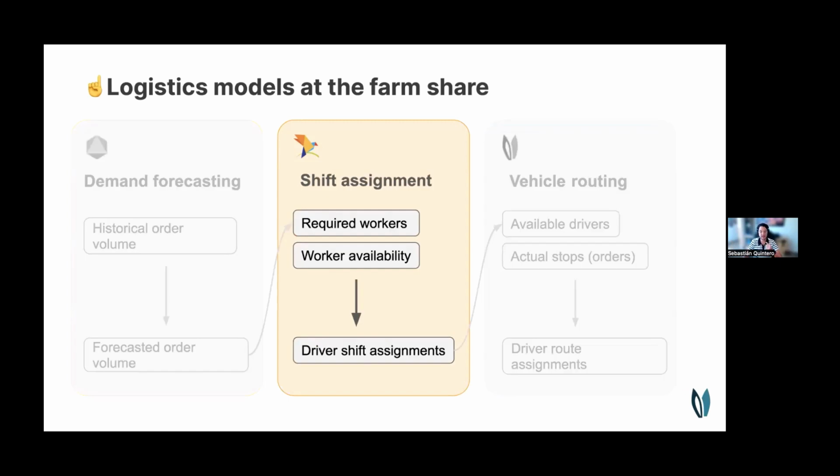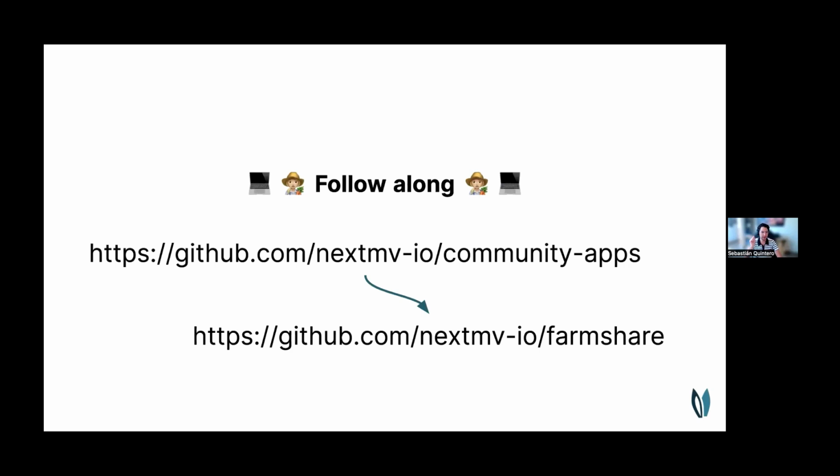In this shift assignment realm, the input is the number of workers and shifts that need to be covered, so required workers and worker availability. The output this model needs to produce is driver shift assignments, so you are assigning shifts. To do that, I'm going to be using two things. The first is community apps. I took a community app and made it my own, which you're going to check out in a second, in the FarmShare company.